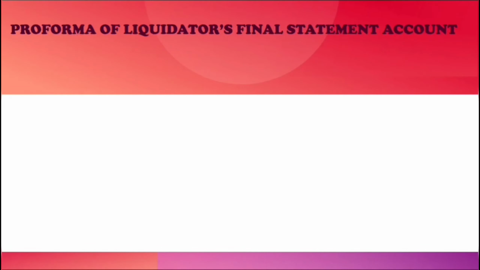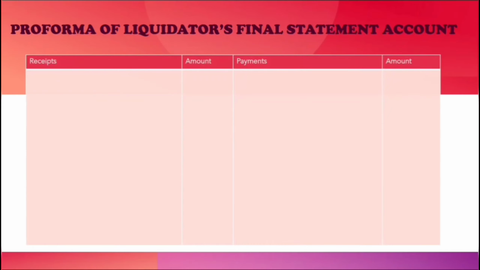Now let us understand the format of liquidator's final statement of account. To begin with, the receipts: first of all, whatever assets are realized by the liquidator have to be entered. Basically the cash in hand and cash at bank are readily available in terms of cash, so that has to be entered first. Cash in hand and cash at bank are already in a realized form, so that has to be entered.